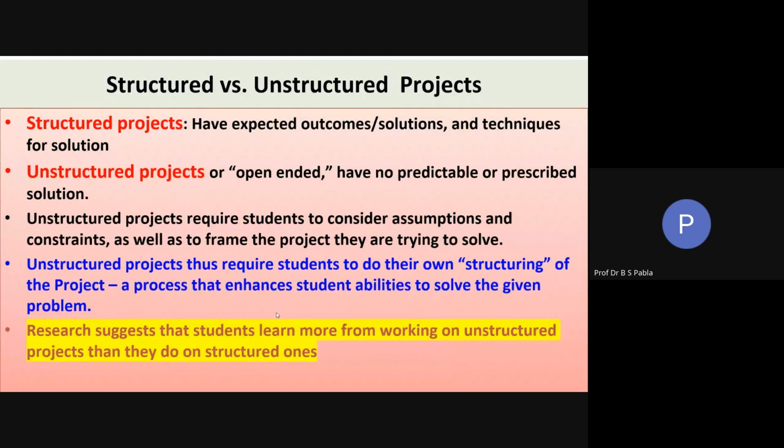You see, structured projects are like doing assembly, where you are given some things and you assemble them. Whereas in unstructured projects you have no prior knowledge of how things will work. You have to probe. The students have to probe. So those unstructured projects will give more information and more learning capabilities to the students.